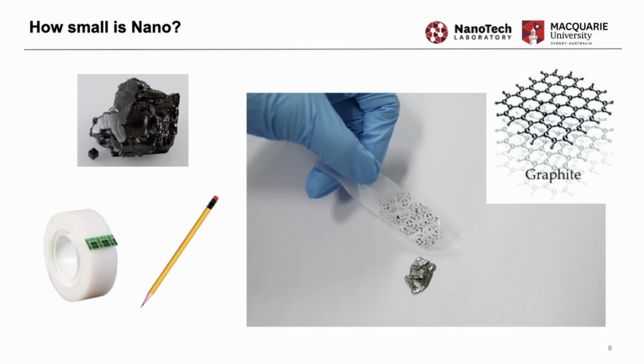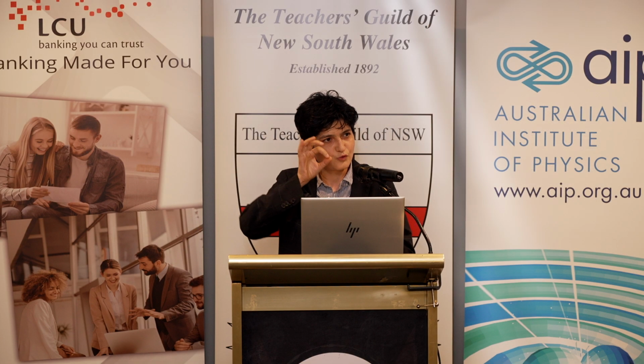If you look at graphite from the atomic structure, it's layers and layers of carbon sitting on top of each other. That's why when you write with your pencil, you can easily write, because those layers are going to be removed from the tip of the pencil and they stick to your paper. That's why you can write.